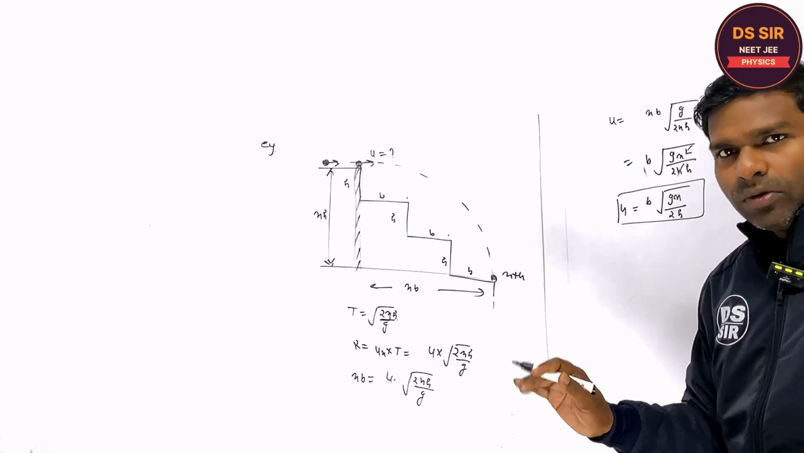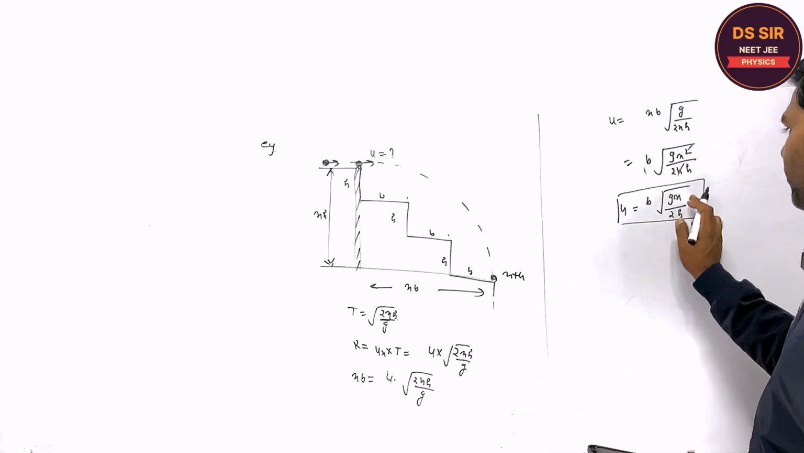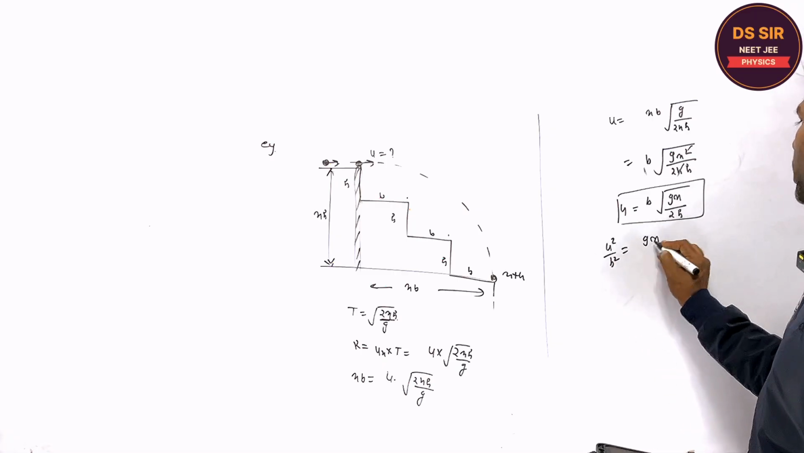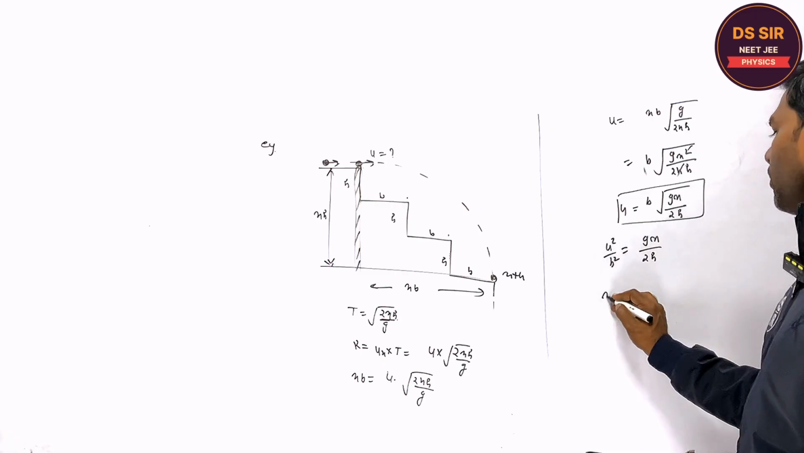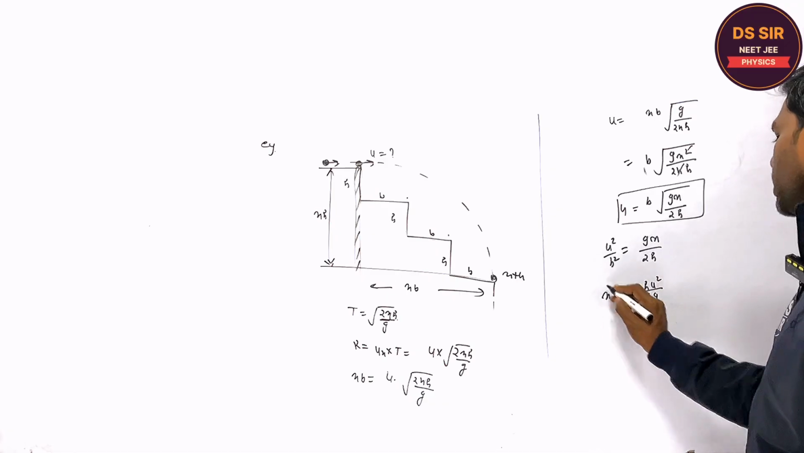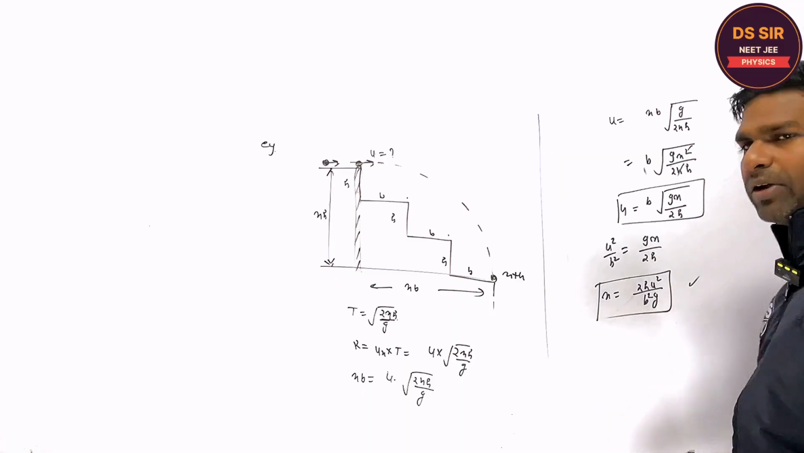Okay, hello. In this question, they are asking the value of the n. So u square upon b square is equal to g into n upon 2h. So what is the value of n? 2h u square upon b square g, right? So this is the value of n.